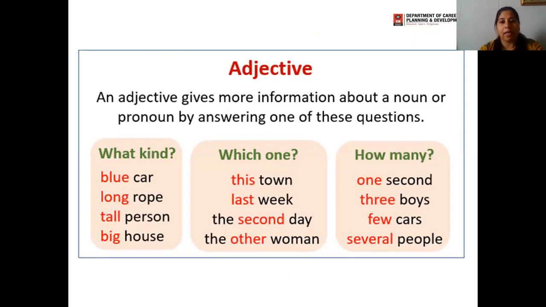Similarly, which one? Which one an adjective is relating to, like this town, last week, the second day. So we are telling about the location. Next is how many. This means the number. We are associating the number with the nouns, like one, second, 3 boys, few cars. All of them are adjectives.